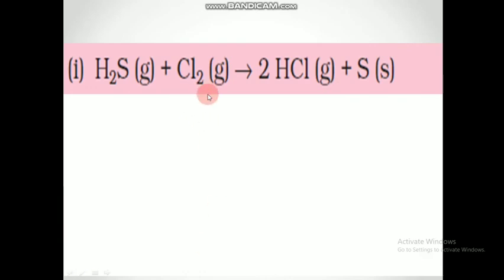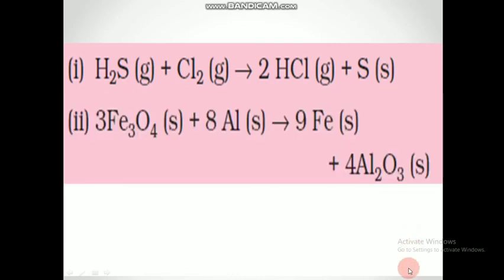In case of chlorine, chlorine is getting reduced to form HCl. So with the chlorine, one hydrogen is getting added. So addition of hydrogen is reduction. So chlorine is getting reduced to form HCl, and H2S is getting oxidized by addition of chlorine and by removal of H2 in case of sulfur. So H2S is getting oxidized and chlorine is getting reduced. So oxidation and reduction come together. So we can tell it's a redox reaction.